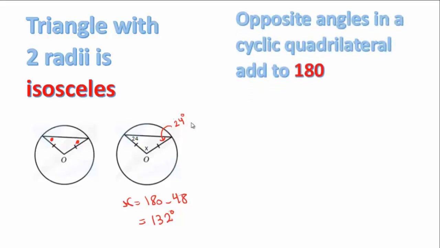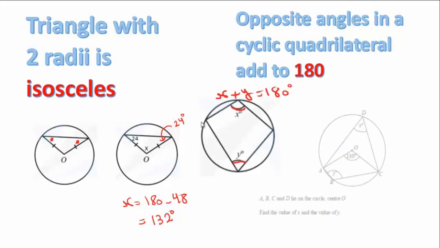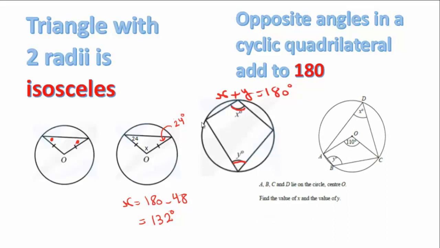Opposite angles in a cyclic quadrilateral add to 180. A cyclic quadrilateral is a quadrilateral inside the circle, which has four sides inside the circle. So here, angle x and angle y should add to 180 degrees. We can use it here.